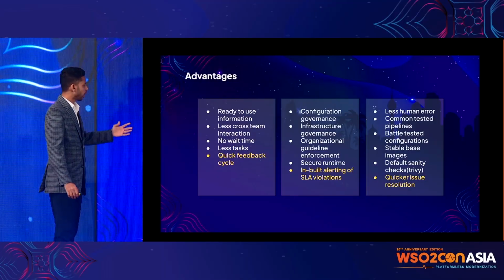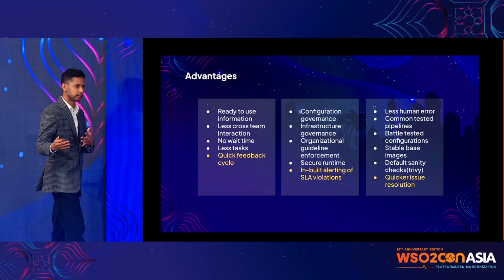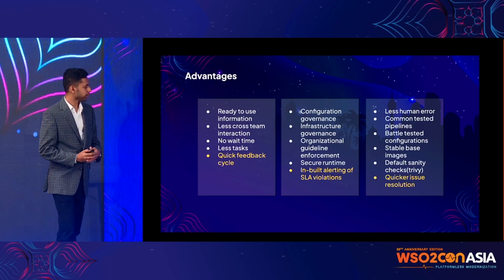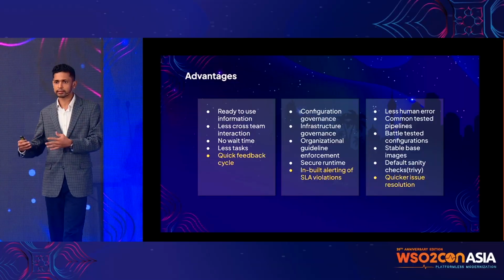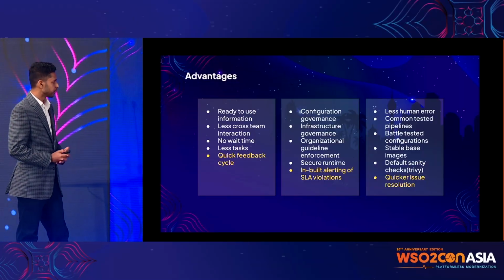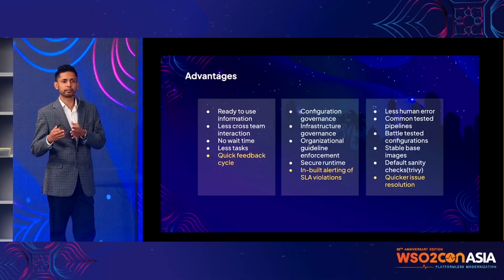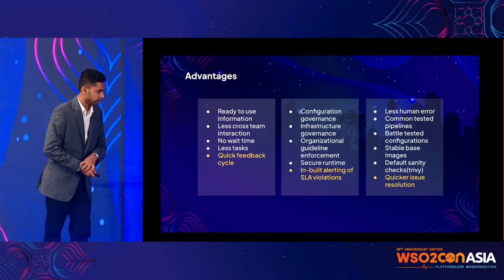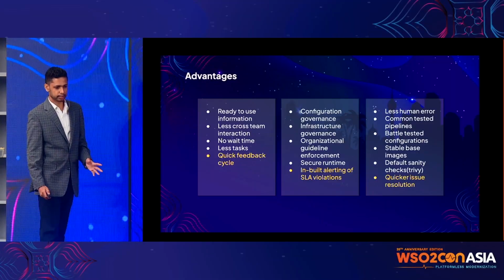Now you have quick feedback cycles because you have the metrics available for you. You have inbuilt alerting, which can alert you of SLA violations and things like that. And you can do quicker issue resolutions because you have the observability configured for you from day one. Now let's look at these 3 pillars of advantages. I made them 3 pillars on purpose.